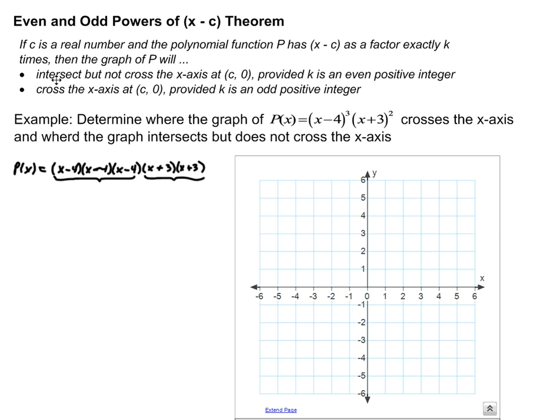Well, our rule up here says that the graph will intersect but not cross the x-axis at c, 0, provided k is an even positive integer. So that means if we were to go to the point negative 3, 0, we could tell you something about the behavior of this function right now. At the point negative 3, 0, this graph will intersect but does not cross the axis. So it would probably come along somewhere like this along the x-axis and bounce off. It intersects but does not cross the x-axis at x equals negative 3.